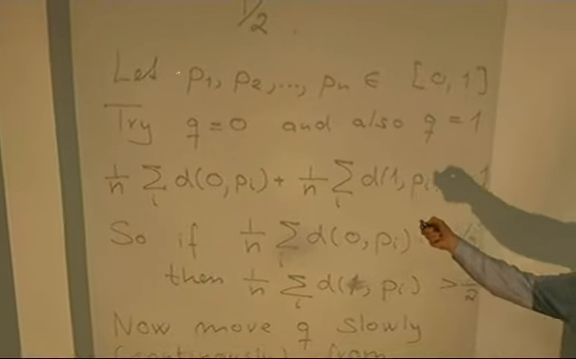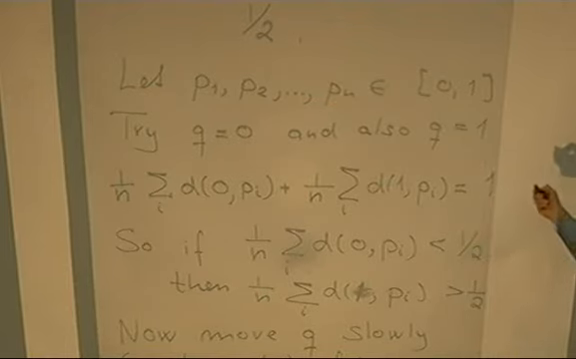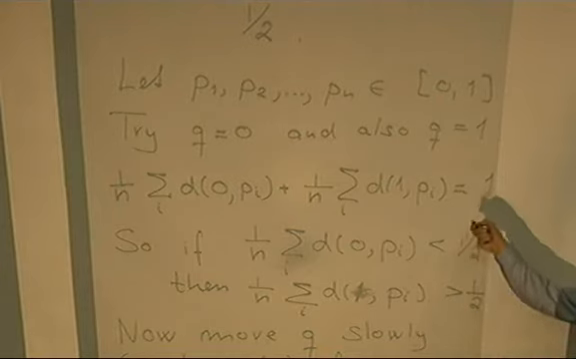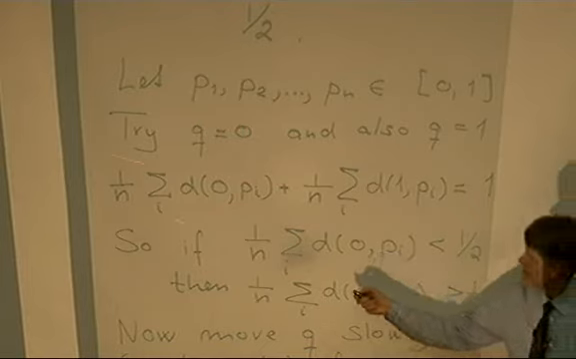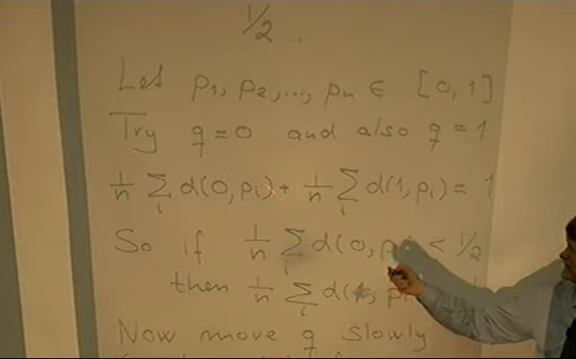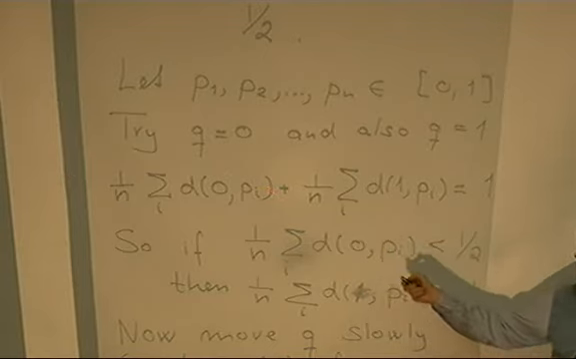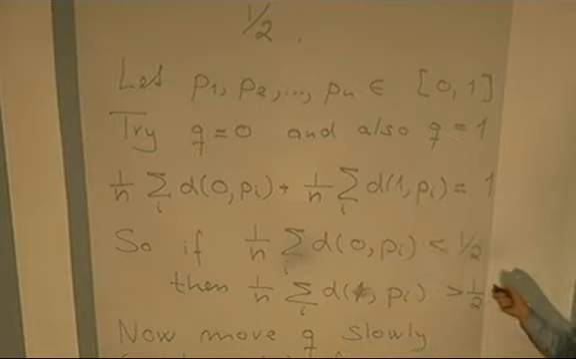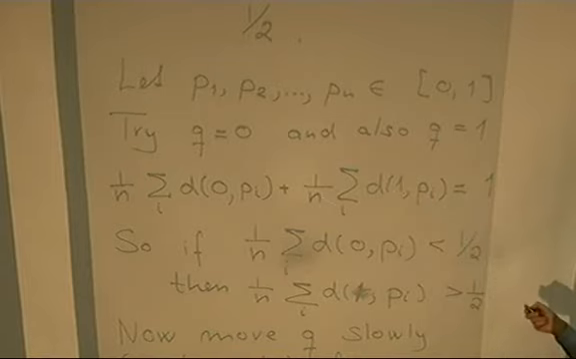So let me take n points P1, P2 up to Pn in this interval between 0 and 1. And let me prove that I can find a point Q whose average distance to these is precisely a half. Let me first try with Q equal to 0. Then the average distance is this, and I have no idea what it is. It might be close to 1, it might be close to 0. I can't tell. Then I also try Q equal to 1 and look at the average distance from 1 to these points, and again I cannot control this. I don't know what it is.